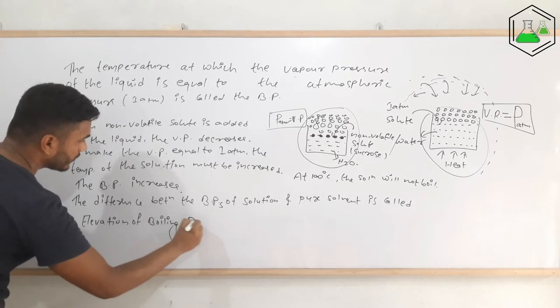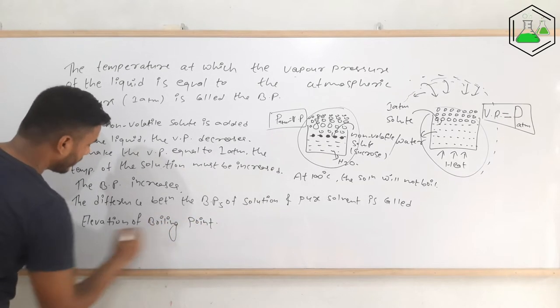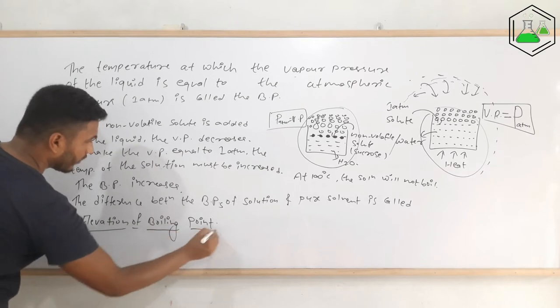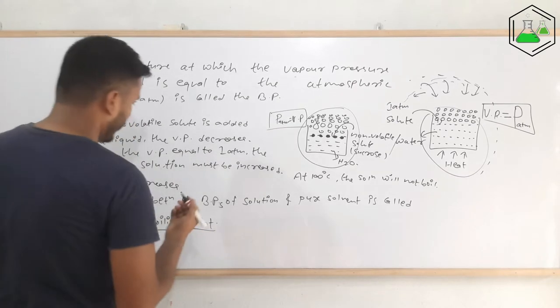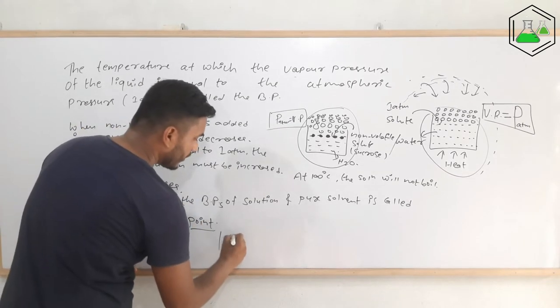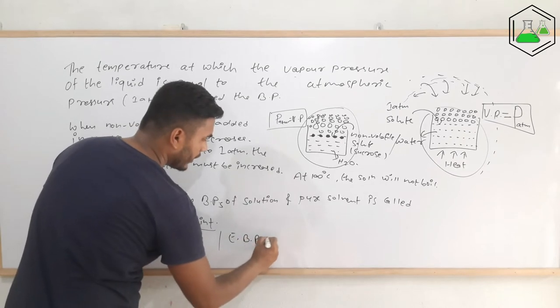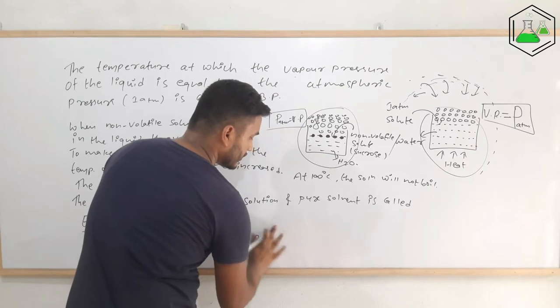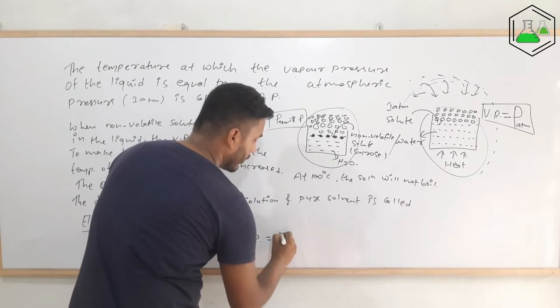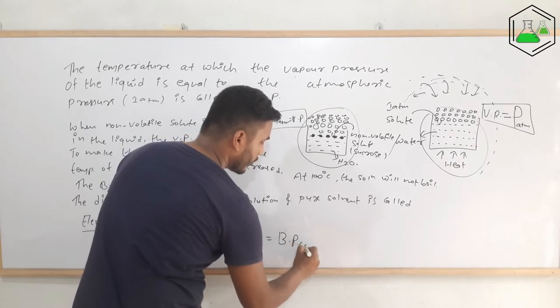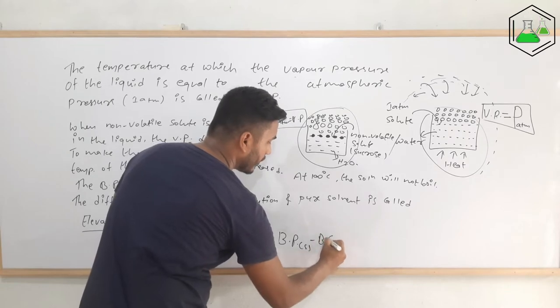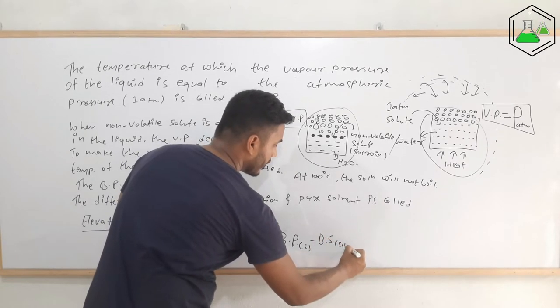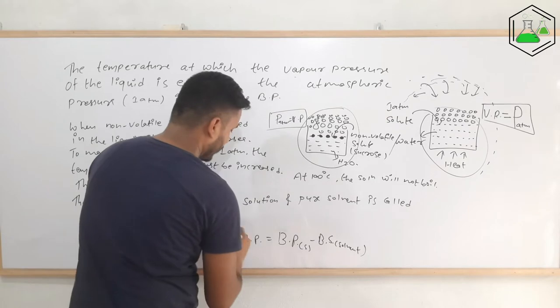Elevation of boiling point. So this is what we call the elevation of boiling point. Elevation of boiling point is actually equal to boiling point of the solution minus boiling point of the solvent. So you need to understand this, okay?